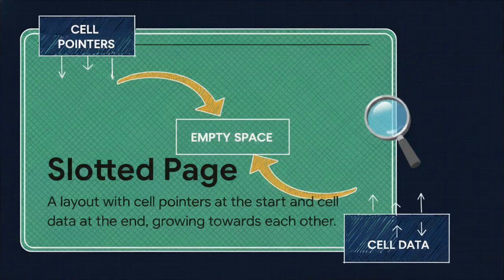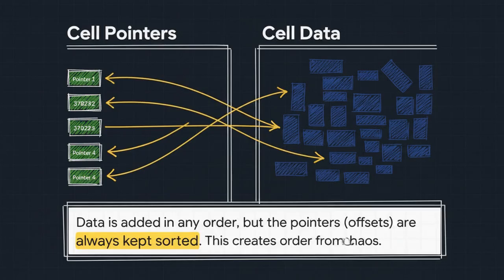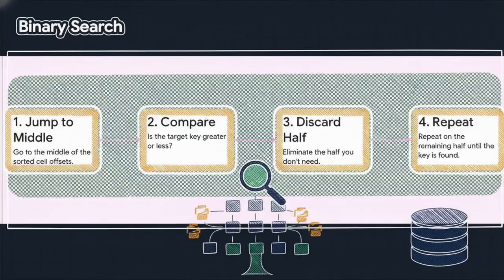Okay, picture this. At the very start of the page, you have a little directory. It's just a list of pointers. Then, the actual data records get added from the end of the page, growing backward. So you've got the pointers growing from the front, the data growing from the back, and they both head towards the empty space in the middle. Pretty cool, right? And here is the absolute key insight, the genius of this whole idea. The actual data can be a total mess. It can get added in any random order. But that little directory of pointers up front is always meticulously kept sorted by the record's key. We're creating order in the small, easy-to-manage pointers, not in the big, clunky data itself.